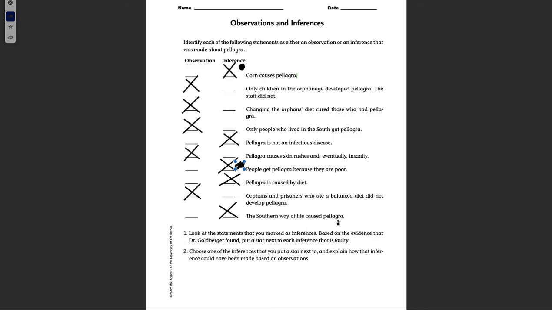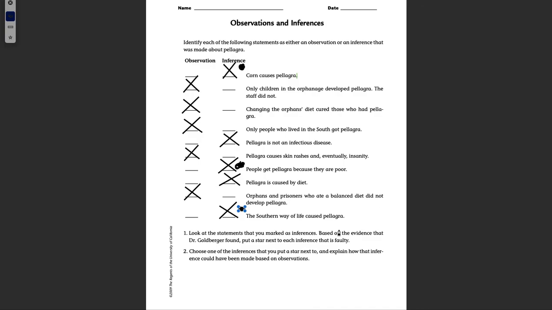And the last one, the Southern way of life caused pellagra. I wouldn't say that this is entirely accurate, because, yes, they were in the South, their diet was considered to be Southern and just their way of life in general. But he wasn't called to the North or the Midwest or the West Coast. So this could have been a problem in other places, but he was just in the Southern United States. So this would be false as well. So the 3 statements that I have dots next to would be considered faulty or false.